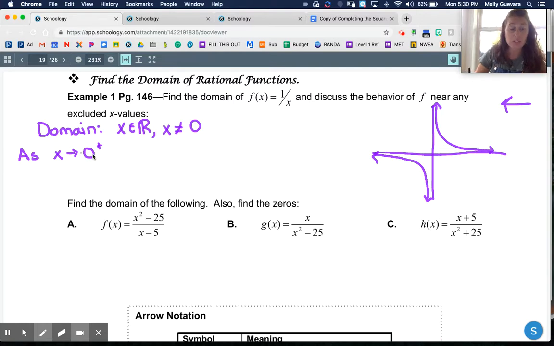So as x approaches 0 from the right, f of x, or my y values, approaches infinity. As I get closer to 0, I get infinitely close to 0, and this graph just keeps going up and up and up towards infinity.